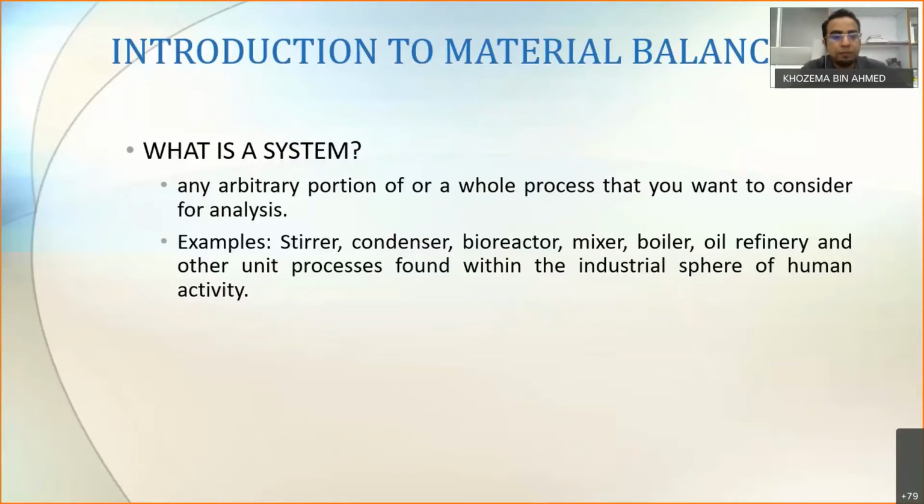So system is just an arbitrary portion of or a whole process that you want to consider for analysis. So system can be anything that you want to analyze. For example, system can be a stirrer, can be a condenser, can be a reactor, bioreactor, mixer, boiler, or the whole oil refinery itself, and other unit operations found within the industrial sphere of human activities. So basically, system is whatever you want to analyze.